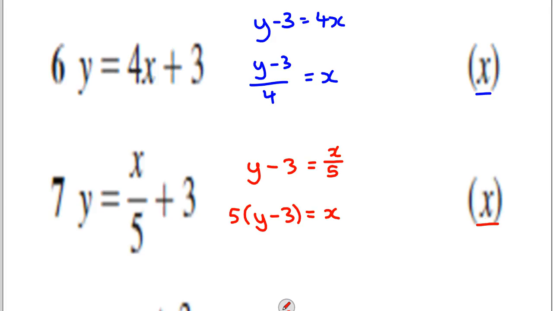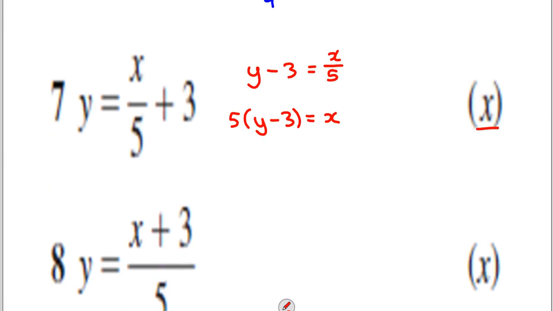You could also write 5y minus 15 equals x, which would have been the case if I expanded that bracket. 5y minus 15 equals x. You could also write x equals 5y minus 15, or just swap the sides around if you like. But that's okay, what we've got there.